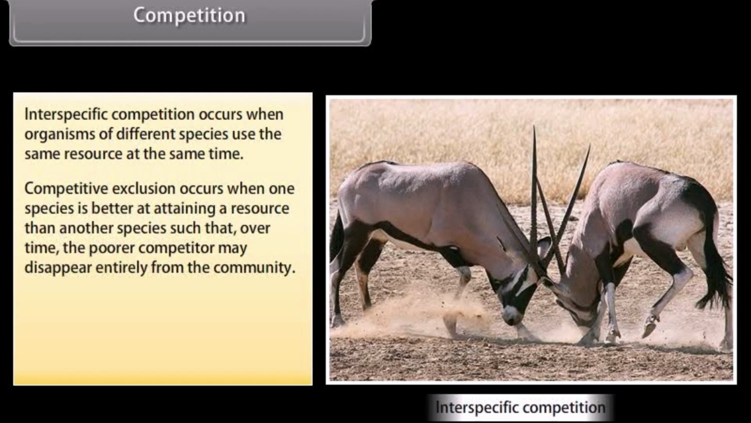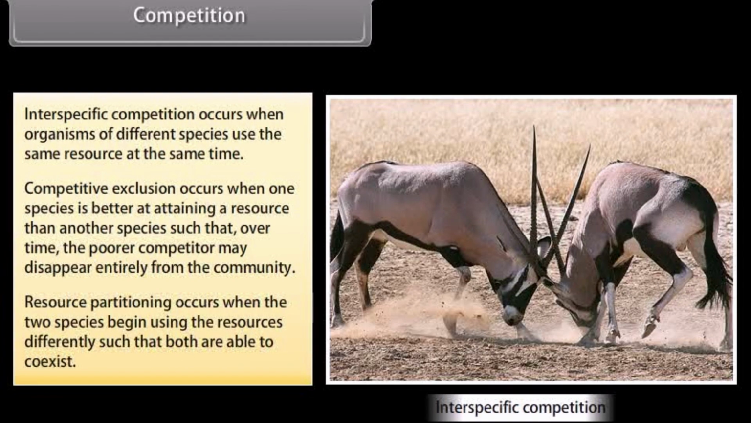Competitive exclusion occurs when one species is better at attaining a resource than another species, such that over time the poorer competitor may disappear entirely from the community. Resource partitioning occurs when the two species begin using the resources differently such that both are able to coexist.